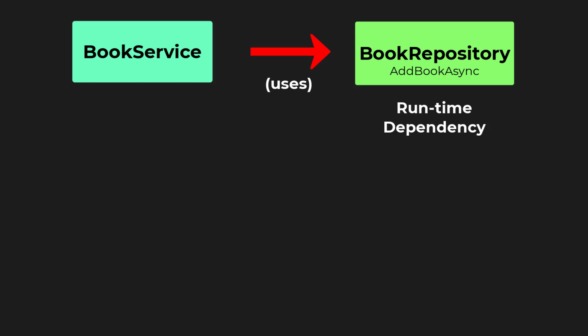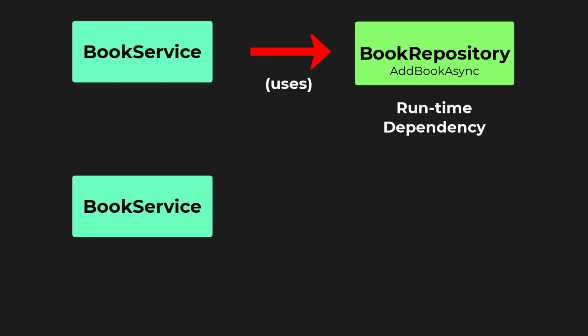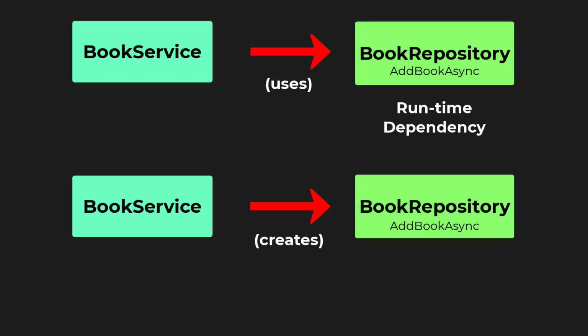repository object at runtime. But what happens in most applications is that the book service class itself is responsible for creating an object of book repository. So now the book repository class is a compile time dependency for the book service class. Let's see some sample code to understand this better.